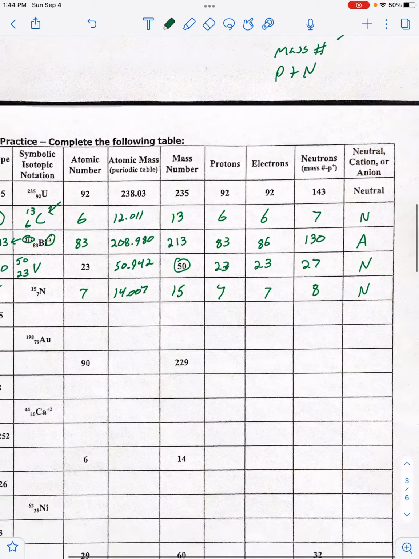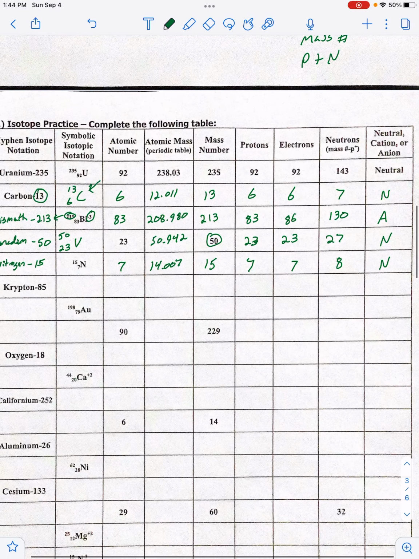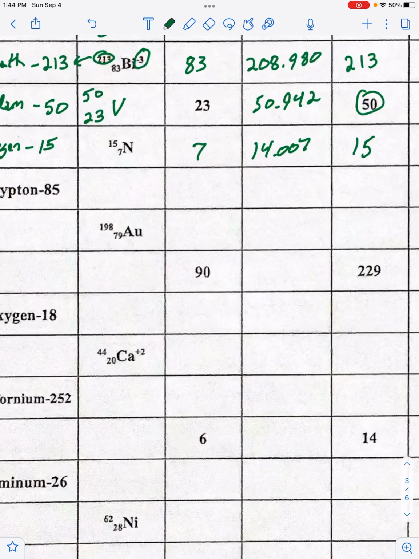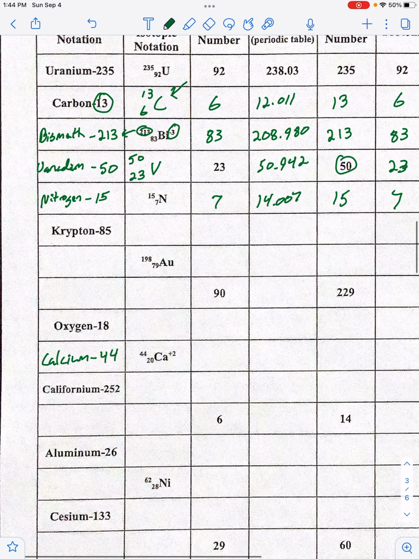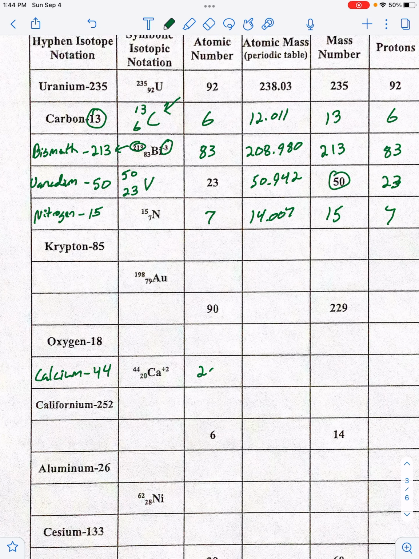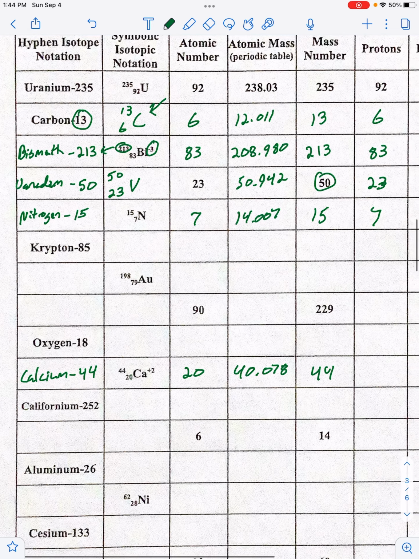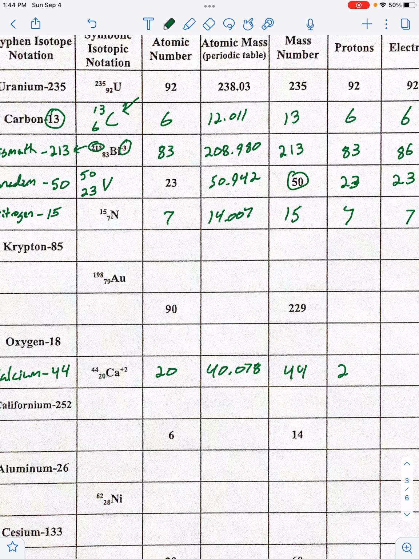Okay, so hopefully you're kind of getting the gist of how to do this. I'm going to jump down here to a positive one so you can see what that's like. So I'm going to jump here to the 44, 20 Ca. Now Ca is going to be calcium, so I'm going to write out calcium dash 44. Okay, my atomic number for calcium is that bottom number, so it's 20. My atomic mass for calcium is 40.078. Okay, my mass number in this particular calcium is 44. My protons are going to be my bottom number, so that's 20.